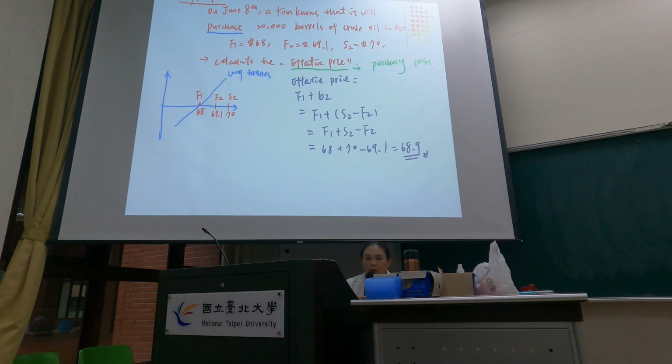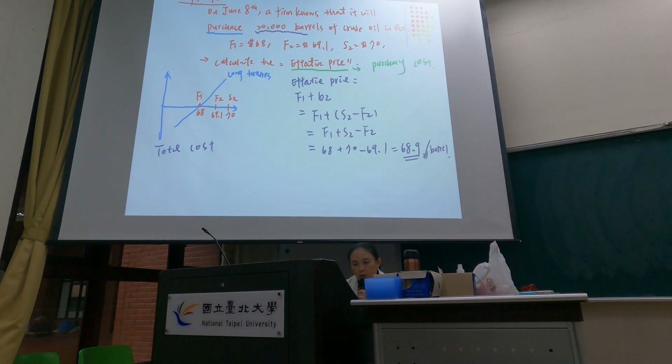What does that mean? It means after hedging, your total effective cost is $68.9, okay? But remember, that's per unit, right? So per barrel. How much do you buy? 20,000, right? So the total cost would equal 68.9 times 20,000. Okay, so come up with 138,000. That's the answer. Okay.